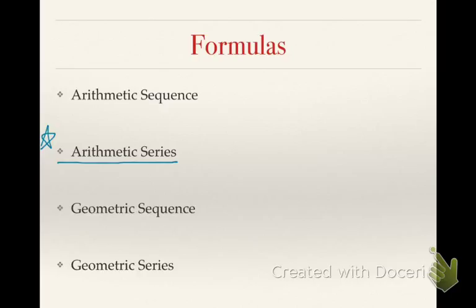To find the nth term in an arithmetic sequence, all you have to know is the first term and the common difference. Because the formula for the nth term is the first term plus n minus 1 times the common difference. That's the formula to find the nth term in an arithmetic sequence.